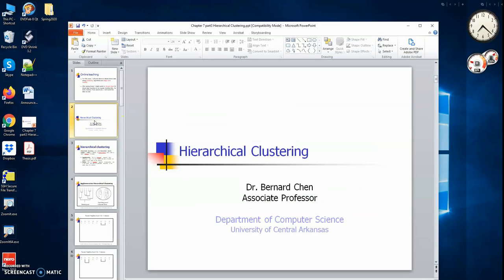Today's topic is hierarchical clustering, which is the second clustering algorithm I want to introduce to you. In our previous class, we talked about k-means clustering and we had a great discussion. This clustering algorithm has a very different perspective on clustering. What is hierarchical clustering, and what are its advantages as well as its disadvantages, are all going to be discussed in this class.